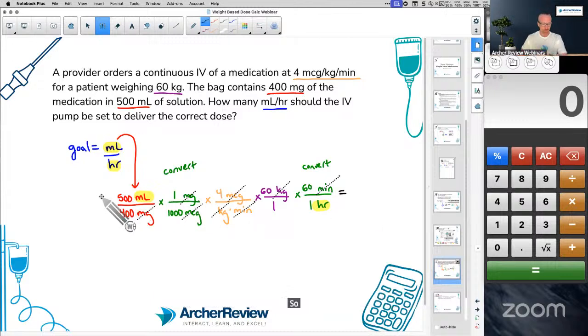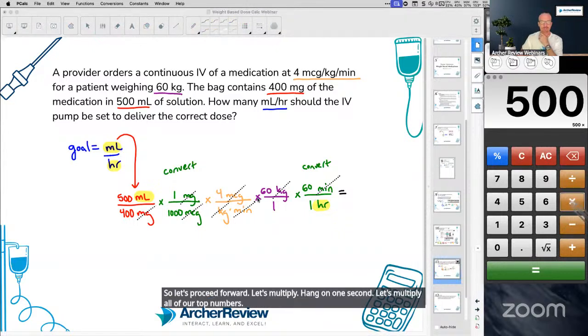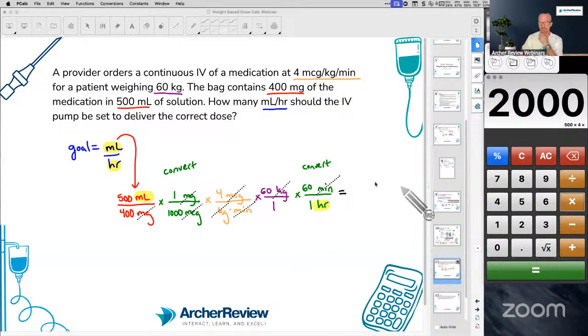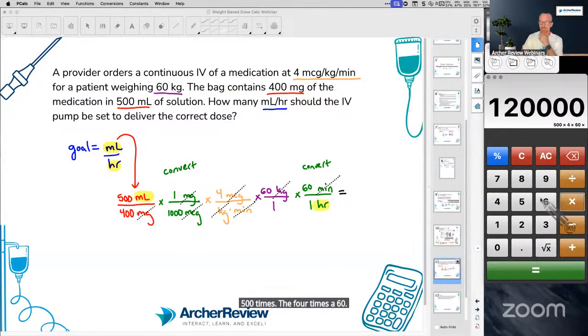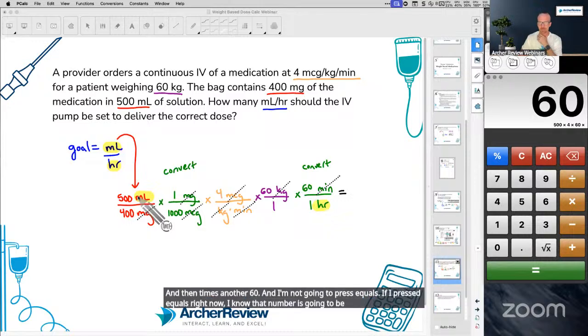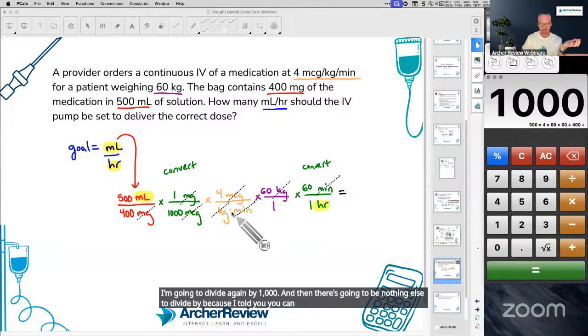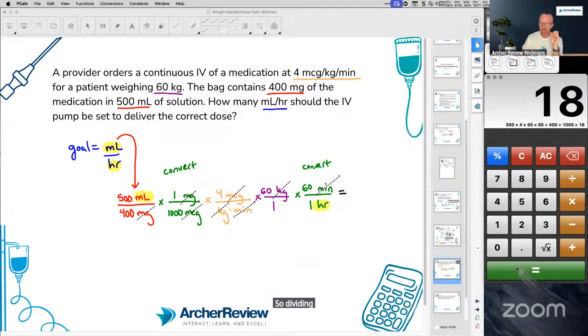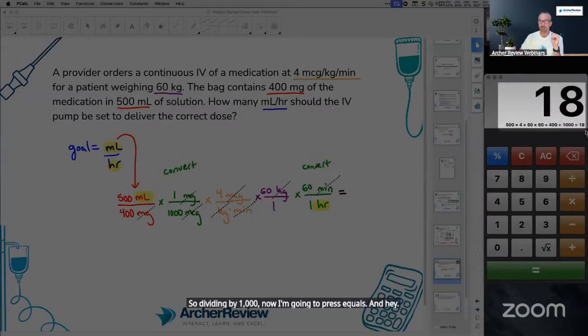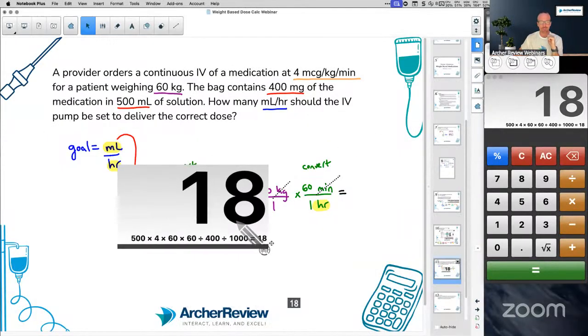So let's proceed forward. Let's multiply all of our top numbers. 500 times the 4 times a 60, and then times another 60. And I'm not going to press equals. If I press equals right now, I know that number is going to be big. I don't want to write down big numbers. I'm going to immediately divide by 400. I'm going to divide again by 1,000. And then there's going to be nothing else to divide by because I told you you can skip all of these ones. So dividing by 1,000, now I'm going to press equals. And hey, we actually get a pretty nice number here. No decimals, no nothing. 18 milliliters per hour.